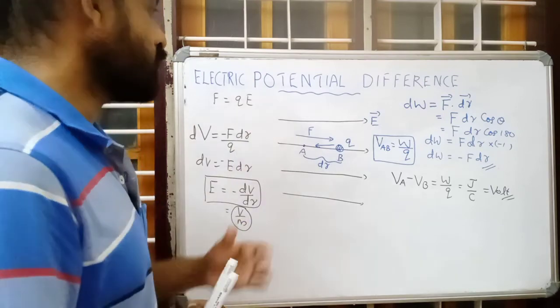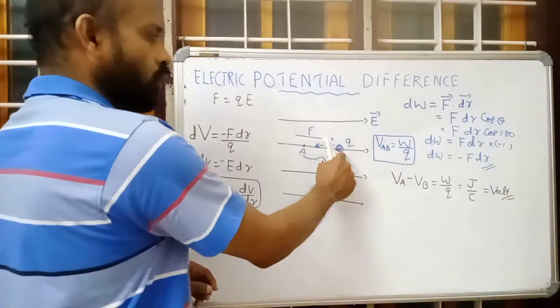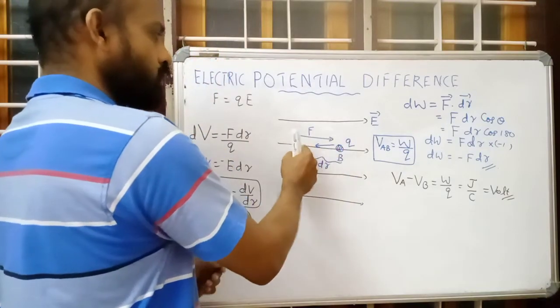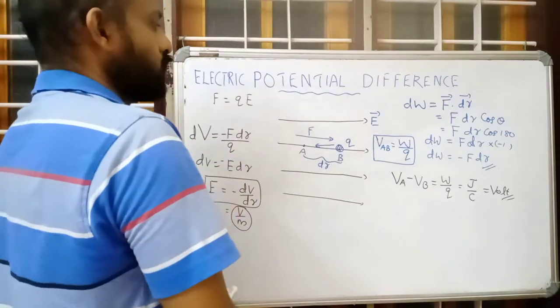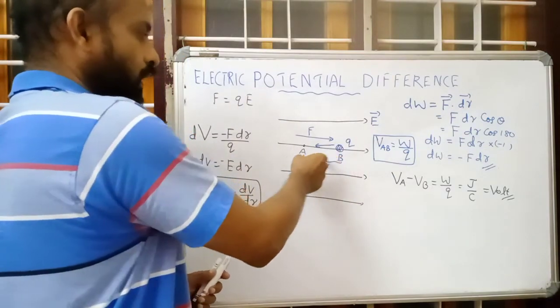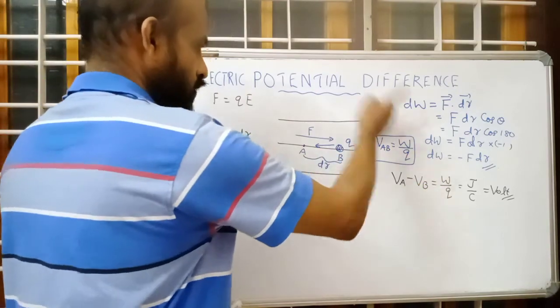So if you want to move a charge in a uniform electric field, we need to do some work. These 2 points are very close points, so intensity at these 2 points will be almost the same. Also the electric field is uniform. So in this uniform electric field, we are moving a charge from B to A. There is potential difference, work by charge.